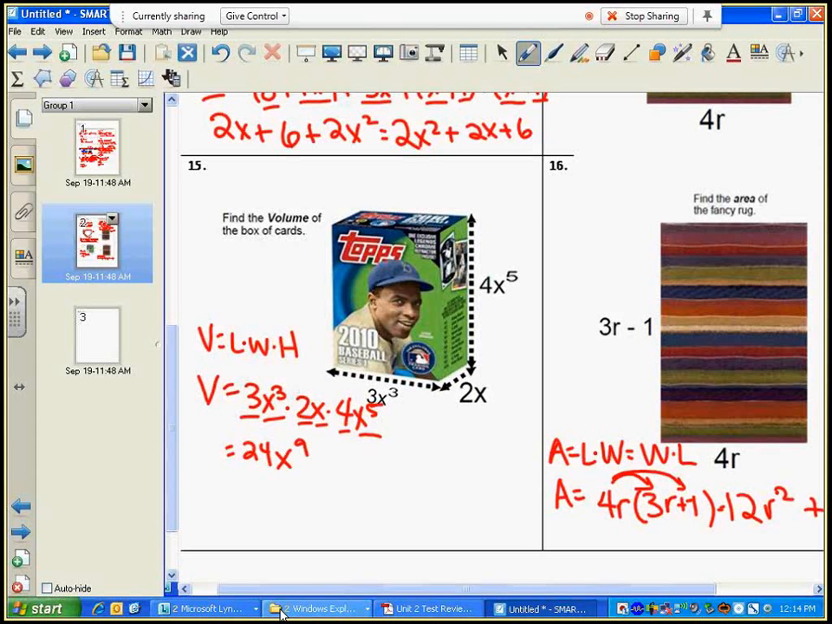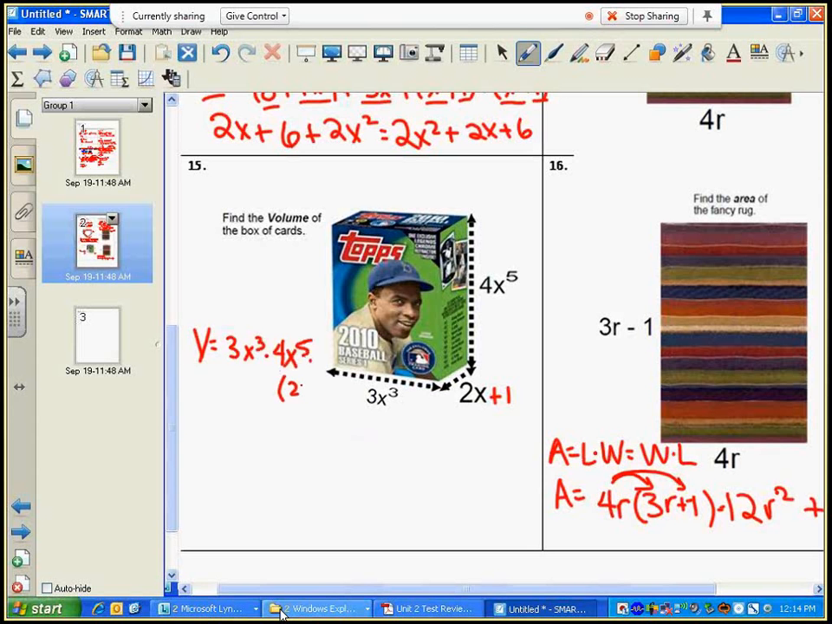Let's change it. Let's make this be 2x plus 1. Now I can write my volume as 3x to the third times 4x to the fifth times 2x plus 1, which I keep in parentheses. So I'm going to do these first, easier. My volume is going to be equal to 12x to the 8th multiplied times 2x plus 1. Got myself in a distributive situation.